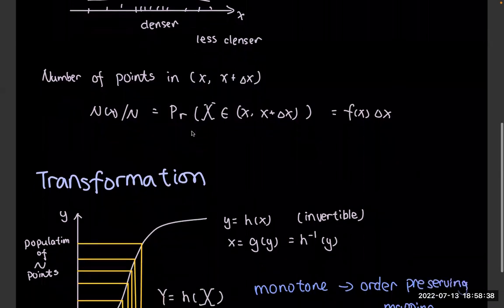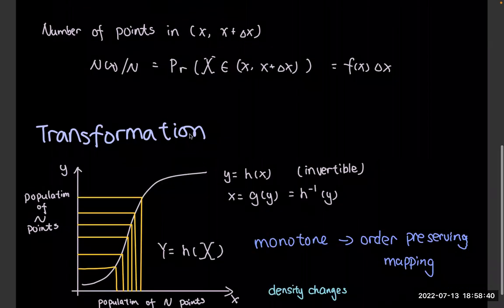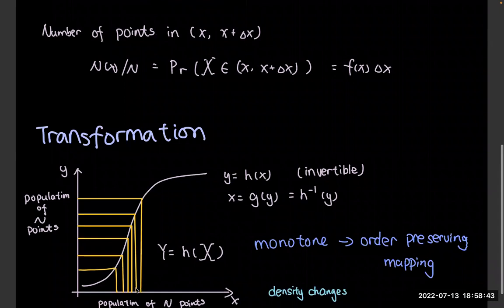And now let's think about the transformation. Suppose that we transform this x to y by this transformation, this function h. Let's assume that this transformation is monotone increasing so that it preserves order. It can also be monotone decreasing; later on, we will see such an example. But for simplicity, let's assume it is monotone increasing, and it is invertible so that we can have x equal to g of y. So g is the inverse of h.